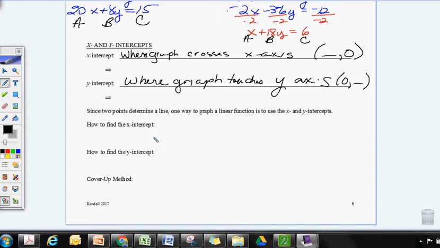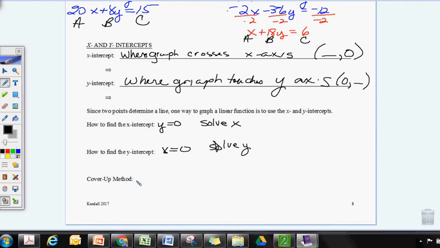Okay, so now how to find an x-intercept. In proper form, you let y equal 0 and solve for x. To find my y-intercept, I let x equal 0 and solve for y. Now that is the true method.